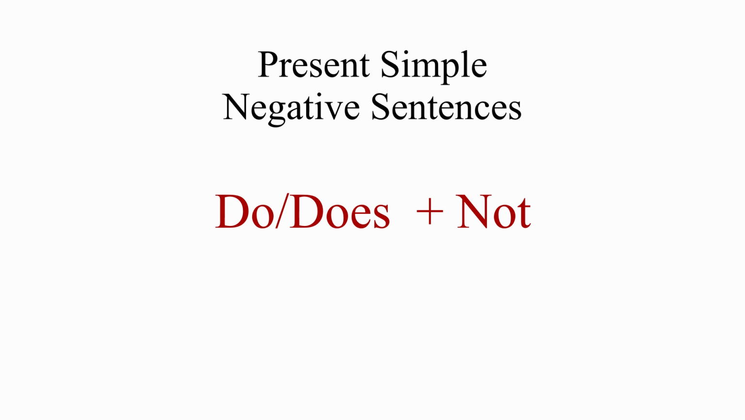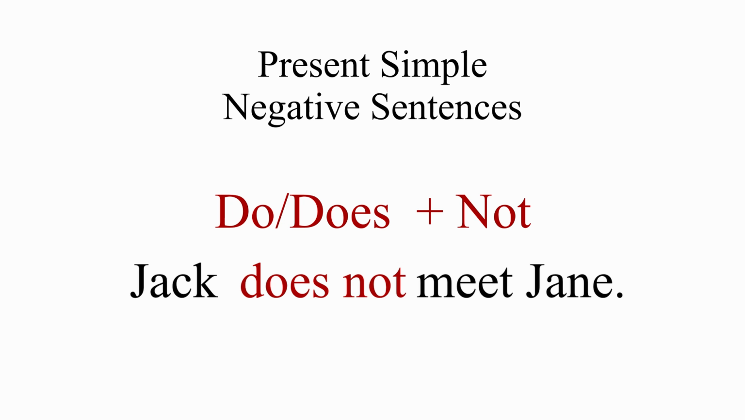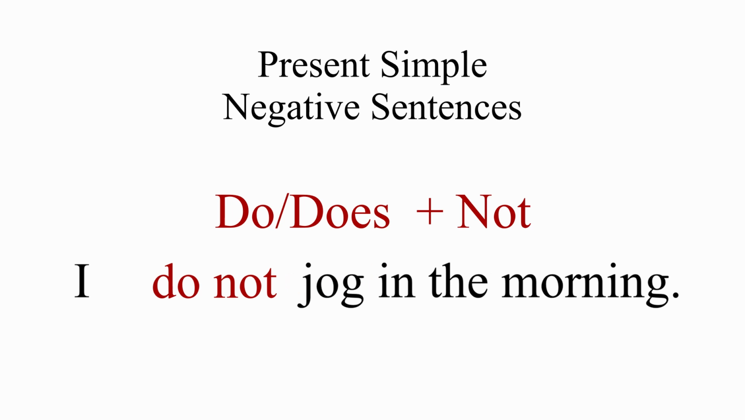To make a negative sentence, we also need do or does combined with not right after the subject, between the subject and the predicate. Jack does not meet Jane, or Jack doesn't meet Jane. I do not jog in the morning, or I don't jog in the morning.